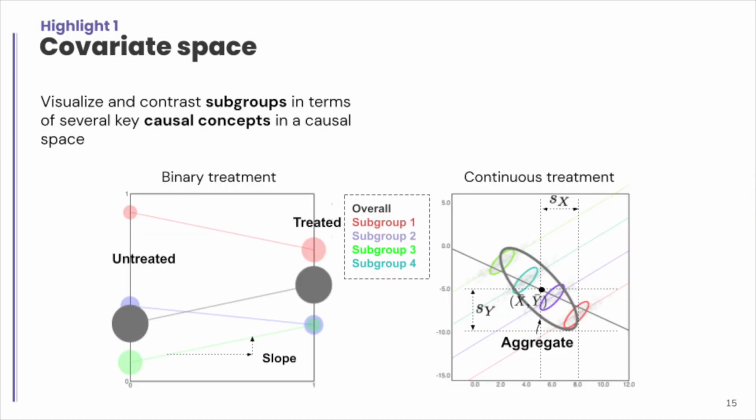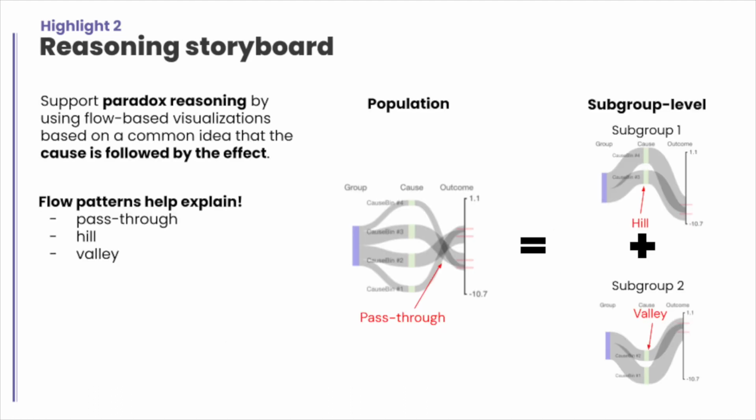Our visualizations play an important role in intuitively understanding the patterns, especially with two visual designs. First, covariance space is an intuitive two-dimensional visualization of the association between treatment and outcome variable. It helps easily understand how the whole population and subgroups are different in the associations. Second, Reasoning Storyboard extends the application of flow-based charts to break down how treatment leads to different outcomes. We named three different types of flow patterns to depict and explain complex paradoxical associations.